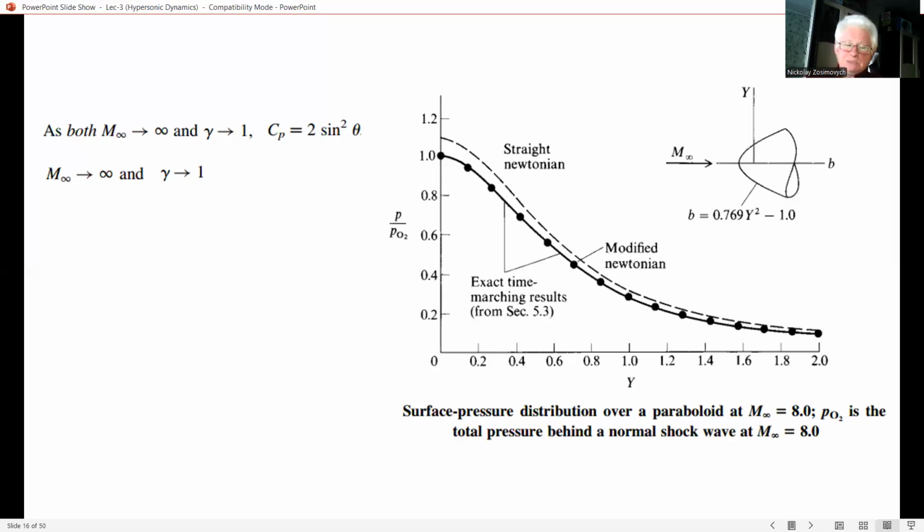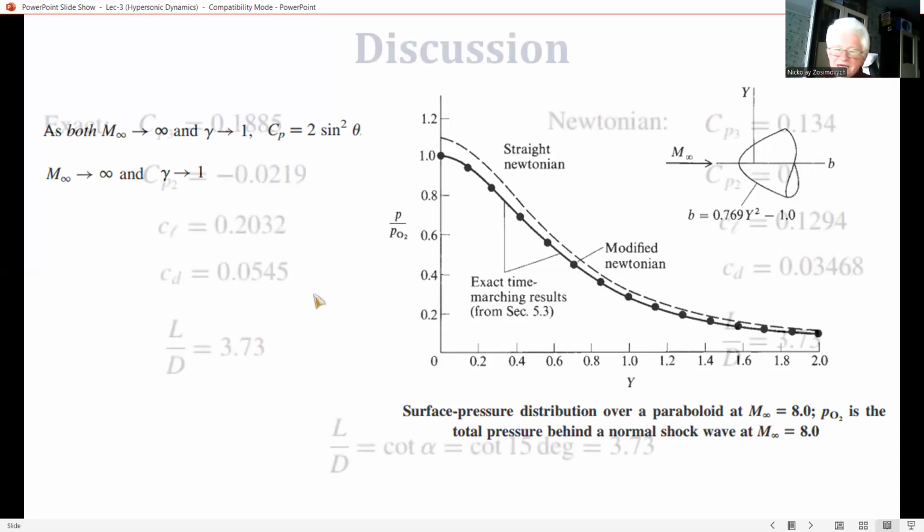Newtonian theory is much more applicable to hypersonic blunt bodies. The Newtonian pressure distribution around the nose of a blunt body, which you see in the right part of this diagram, is reasonably accurate, as illustrated here. You may compare the straight Newtonian and modified Newtonian solutions. Okay?